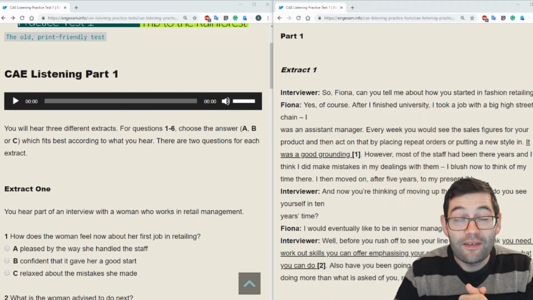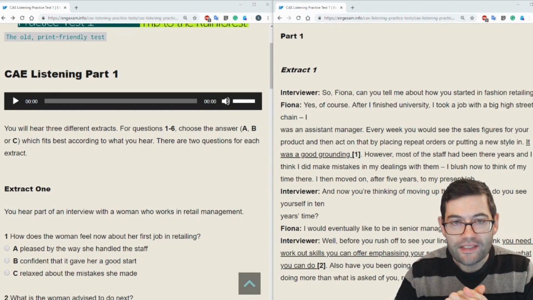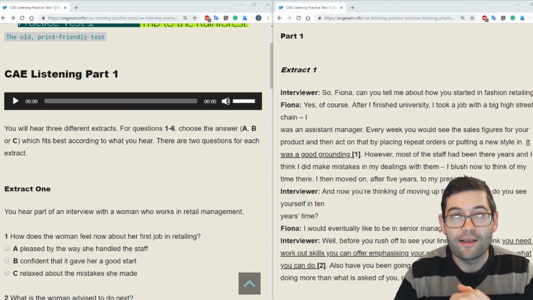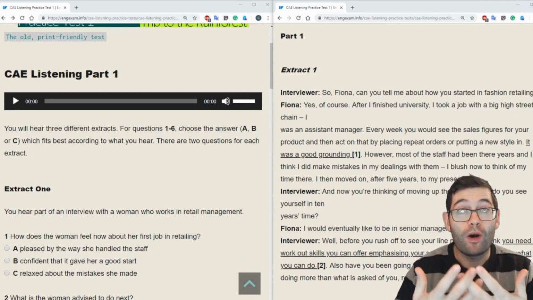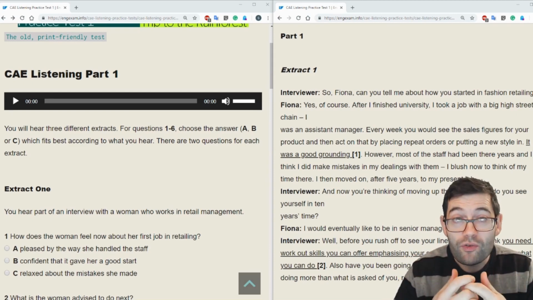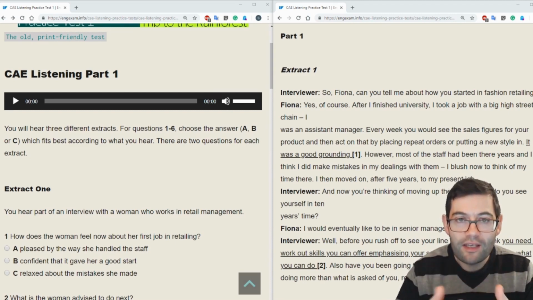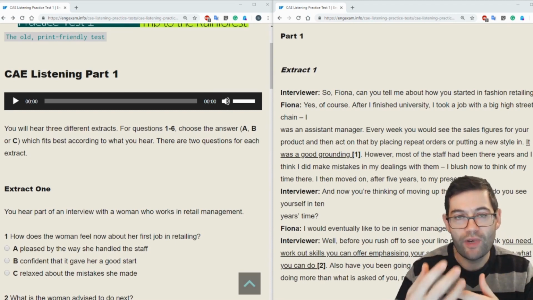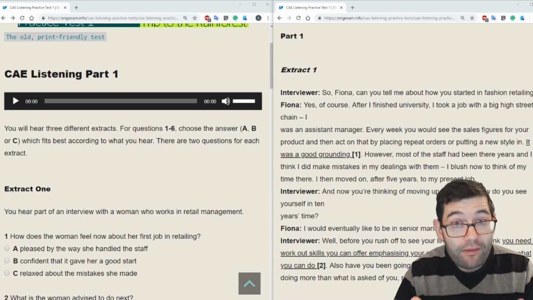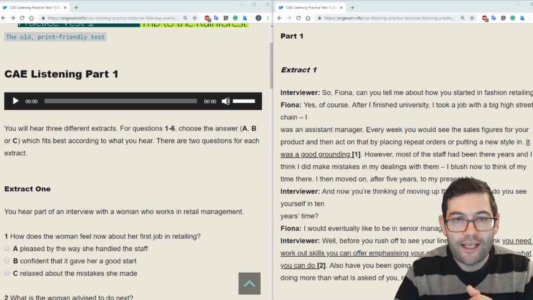Now, I've made myself a little bit smaller, and the reason for that is so that you can see the tape script above my head. A really good way to find out why the answer is the answer in the listening exam is simply to go through the tape script and read what's being said. Obviously you can't do this during the exam, but in terms of preparing for the exam, I really recommend that you do this.